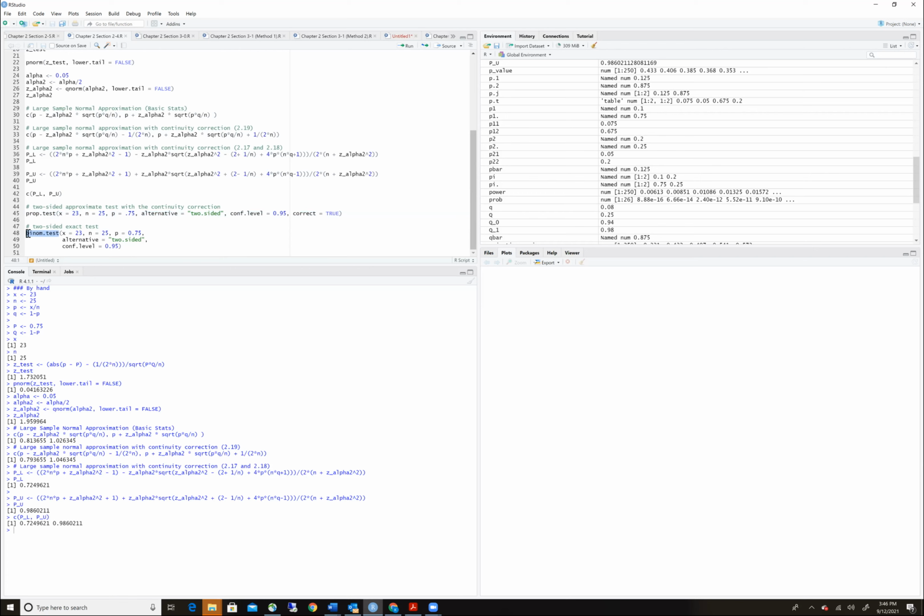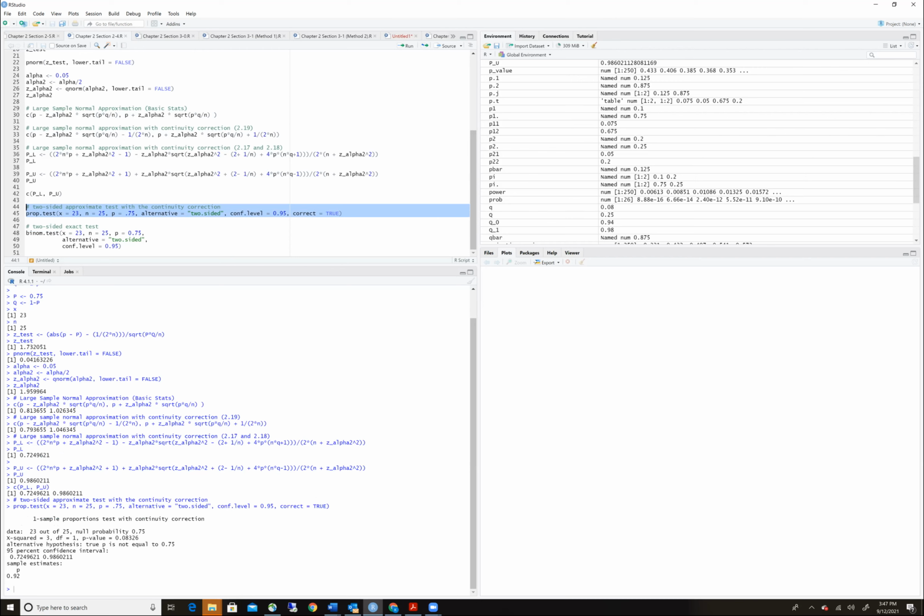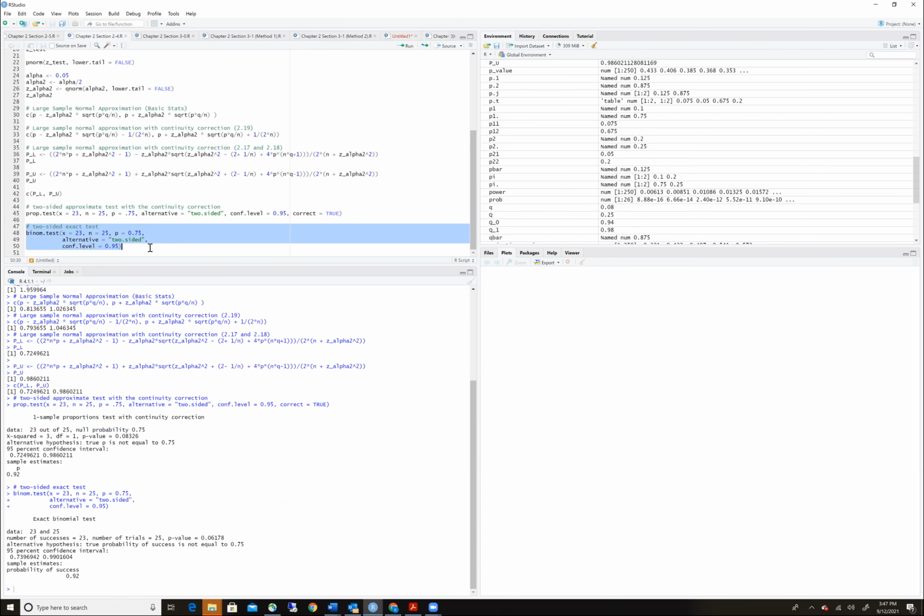So if we do prop.test, right, that is giving us the 23 out of 25. We're comparing that to the probability of 0.75. We get our p-value of 0.0834. And that's very similar to what we got earlier. We did a one-tailed test earlier, but we could have found the two-sided p-value if we wanted. And then we could do the binom.test. And we have a two-sided test in this case as well. And once again, it's giving us very similar confidence intervals, 0.739 to 0.9901. And we get a more exact p-value.